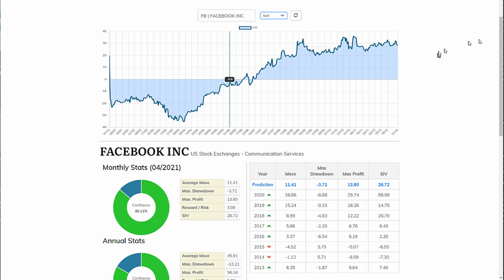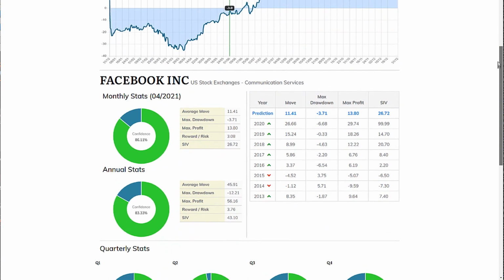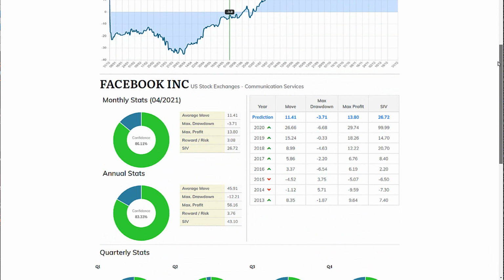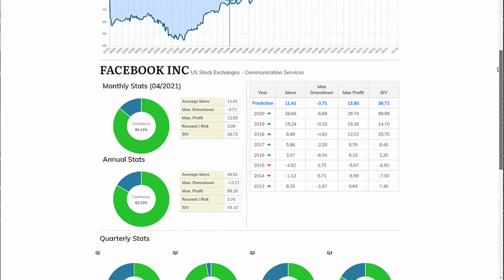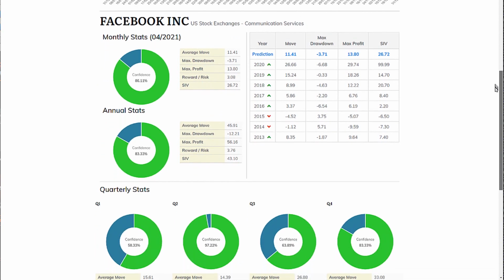Okay, and that's how you could analyze each individual instrument around the world. You could do this with crypto, currencies, stocks, anywhere around the world, futures, and so forth. Okay. Now, that's just analyzing this data on a monthly, annual, and quarterly basis. You also have this table here.